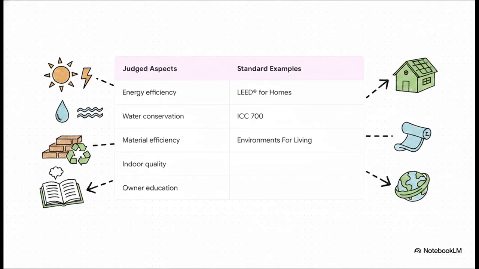Let's shift gears to Section 4, multi-attribute green certifications. If you're going for a multi-attribute green certification, it doesn't just mean throwing in a few solar panels. To actually count, the standard has to judge 5 minimum aspects: energy efficiency, water conservation, material and resource efficiency, indoor environmental quality, and, this is a really interesting one, owner education. If your certification hits all 5 of those pillars, think LEED for Homes or the ICC 700 National Green Building Standard, then it qualifies, and you must report the number of homes delivered under those specific certifications.